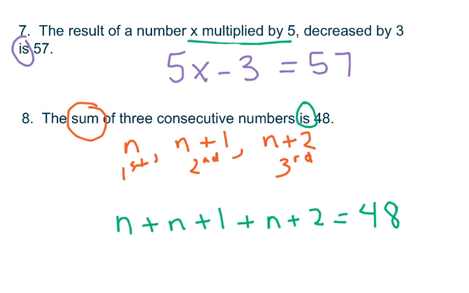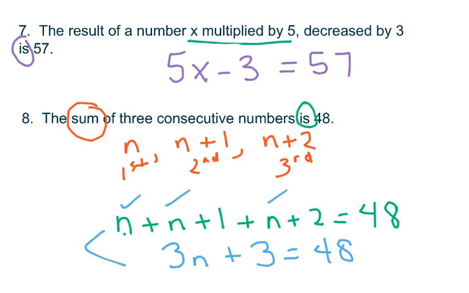Now, I think you are collecting like terms. How many n's do we have here? We have 1, 2, 3 n's. So that's 3 times n. And we can add the 1 and the 2 and get 3, equals 48. So basically this step here, from here to there, I simplified. And then you work out to find out what your first number is when you solve.